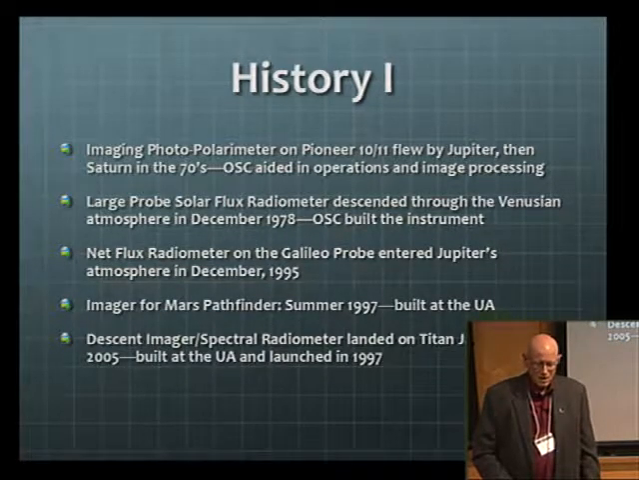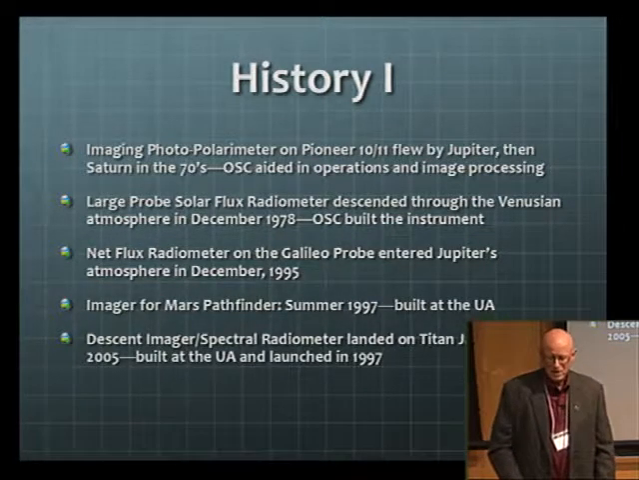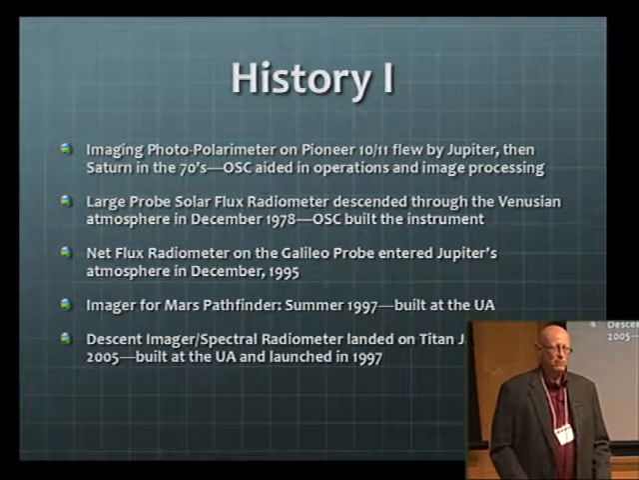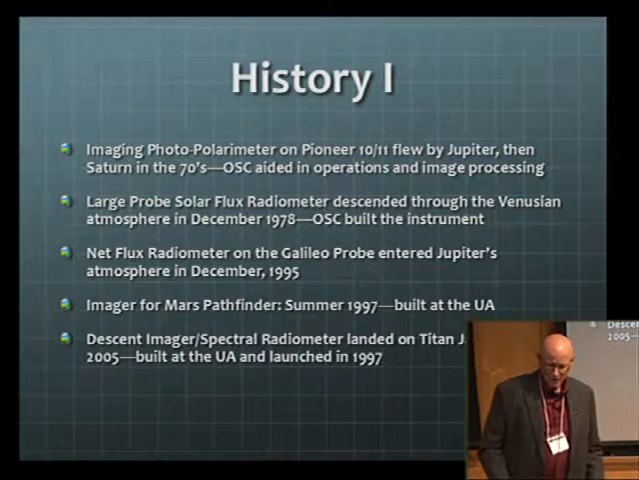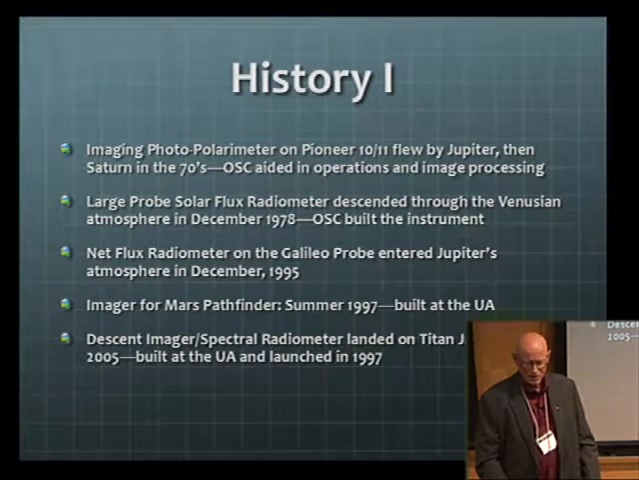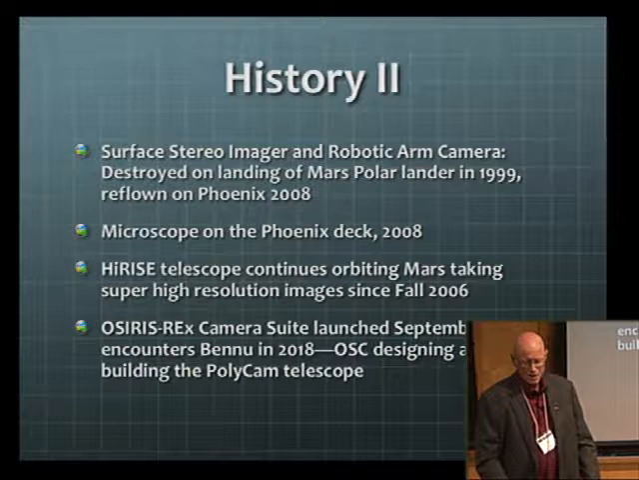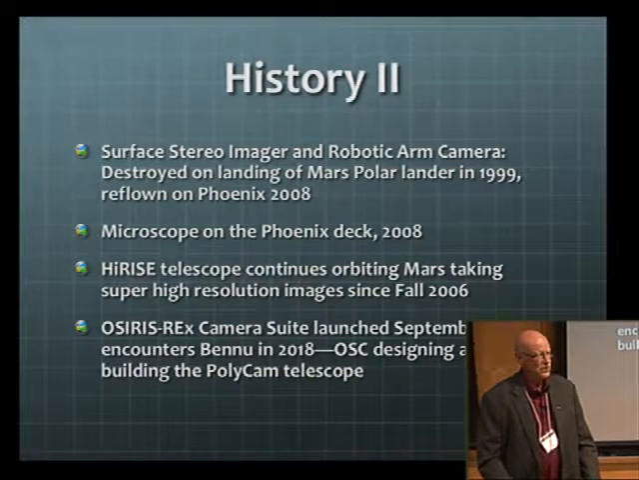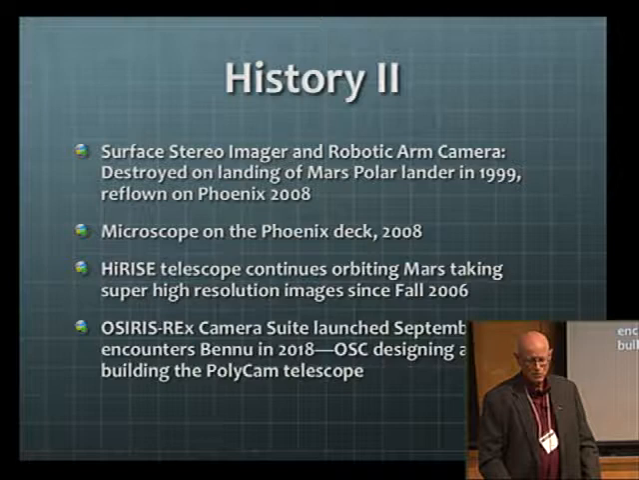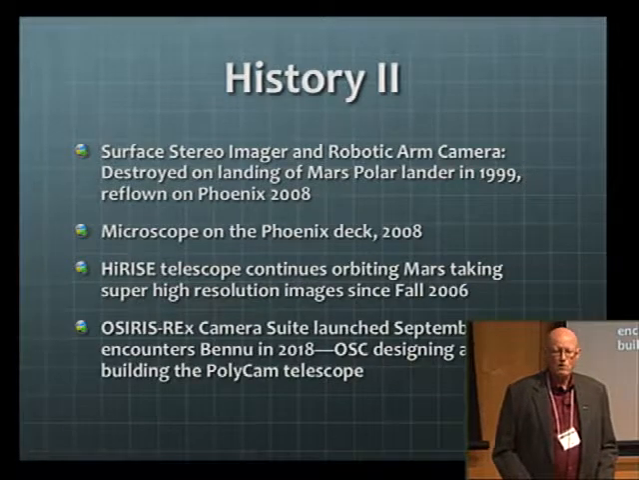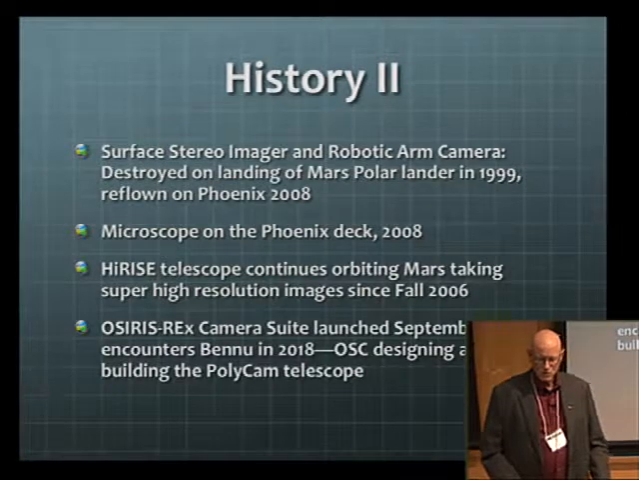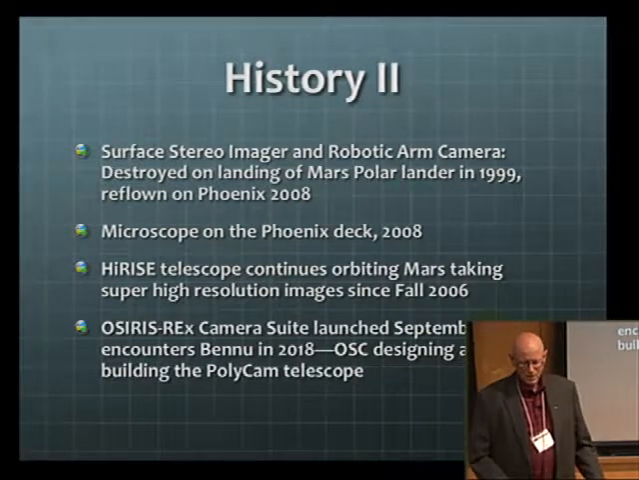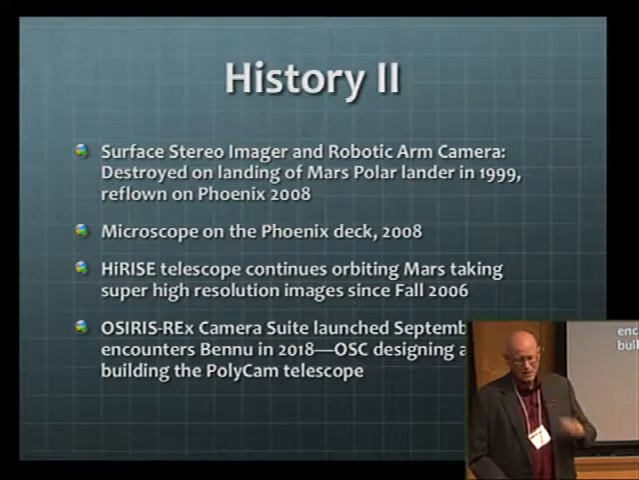So in the 90s, we had Galileo's probe entering Jupiter's atmosphere, and then the big break for me came with the imager from Mars Pathfinder, which I'm going to talk more about, and the descent imager that landed on Titan. There was a huge success with Pathfinder in '97, which was the first lander on Mars since the Vikings in '76. So it had been a big gap. And that was a huge success.